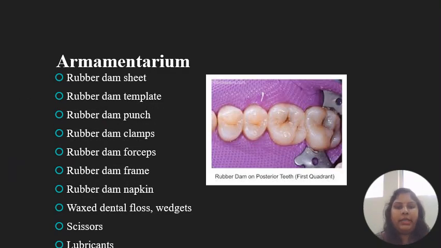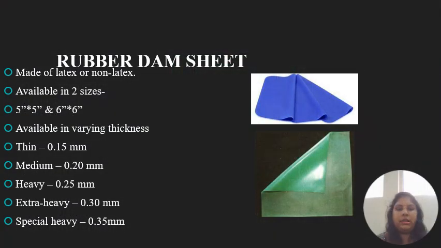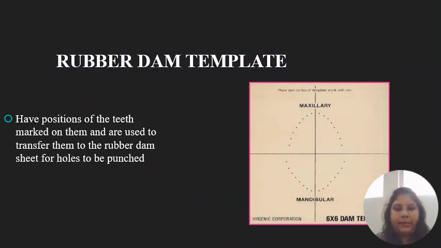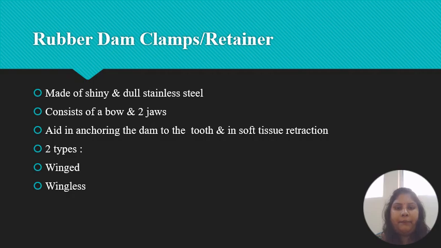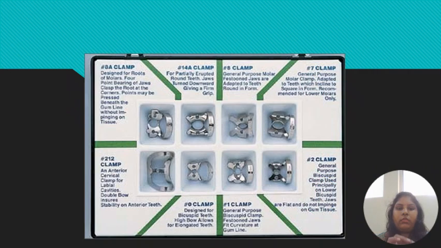So these are the armamentarium of rubber dam placement. Then you have your rubber dam sheet. Then you have your rubber dam template with a marking. Then you have rubber dam clamp or retainer. Then there are two types of clamp. One is winged clamp and the other one is wingless clamp. In winged clamp you have central wing and anterior wing. So these are the different types of clamps.